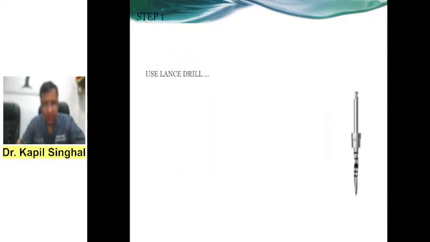The first drill that we always use is known as the guide drill. The guide drill is very sharp at the tip. The advantage is that when you place it on the bone, the drill will not slip and it will create a guide for the next drill to drill at a proper place. So that is why its name is guide drill. So any drill that you see which is very sharp at the tip is known as a guide drill. Guide drill is also known as a lance drill.